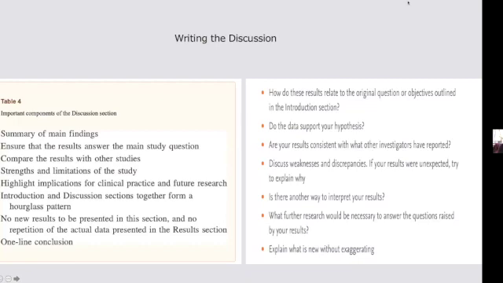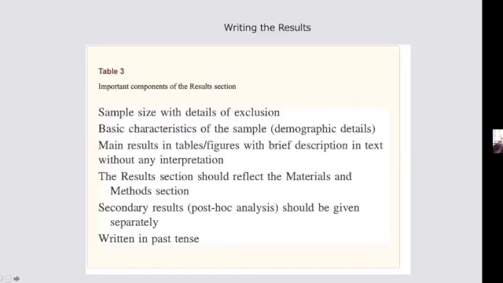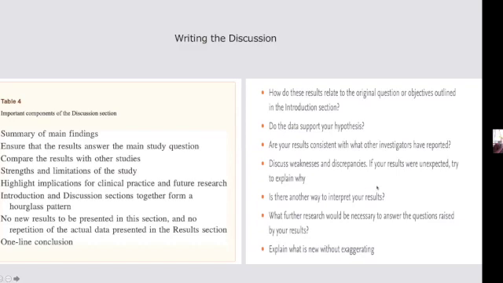Now, let me move to this other section. These are some of the common questions that you should be mindful of when you write your discussion. How do these results relate to the original question and objectives? Notice that's the same point that I was discussing just about this part. Do the data support your hypothesis? Are your results consistent with what other investigators have reported? Again, parallel, right? Discuss the weaknesses and discrepancies. Parallel. Is there any other way to interpret your result? What further research would be necessary? And explain. You have to explain all this without exaggerating. Two authors, different timeline, the same context of how to write a discussion.